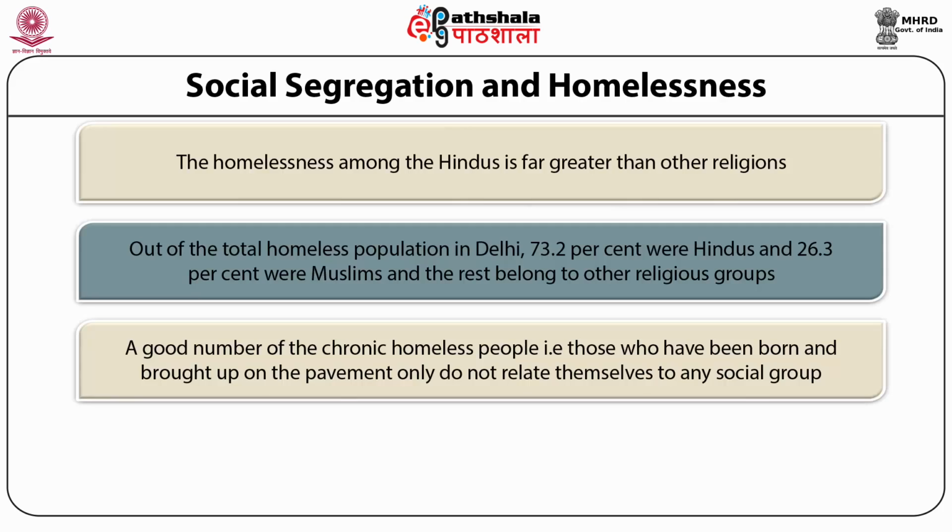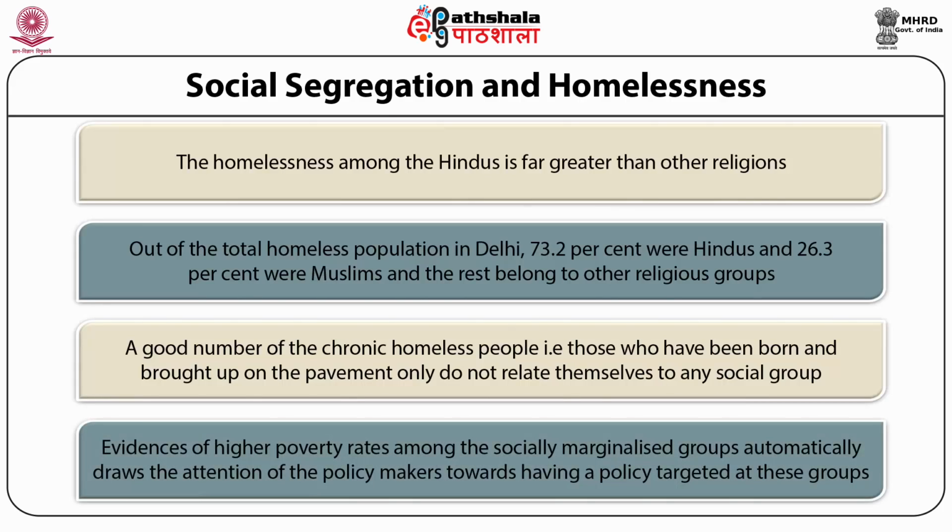But as we believe that poverty is the major determinant of homelessness, evidence of higher poverty rates among the socially marginalized groups automatically draws the attention of policymakers towards having a policy targeted at these groups. Since there is obviously a possibility of lack of information on the caste of a homeless person, his or her homelessness is a stark reality. Therefore, the national program on urban homeless people clearly takes into account all of these factors. In this slide, now we will discuss the policy initiatives regarding homelessness in the country.